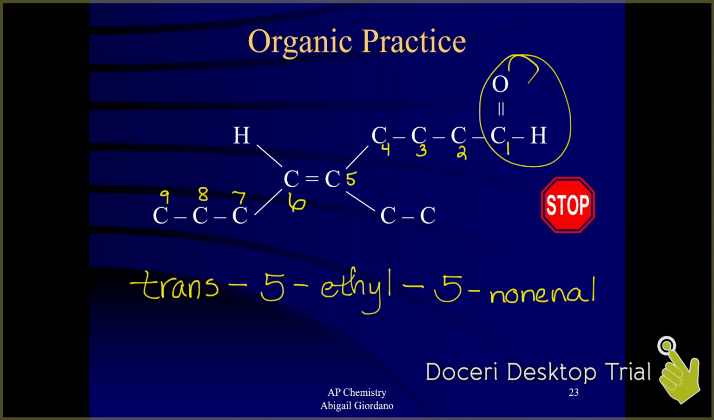Okay, so that number 5 right in front of noni now, that's telling me where my double bond is. I have to indicate that. I've got a substituent right here. It's an ethyl group. It's on carbon 5. And look at where the ends of the carbon chain are. That starts on the top, it ends on the bottom. That is a trans isomer.